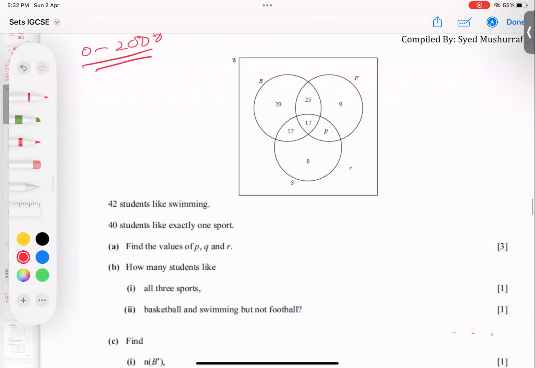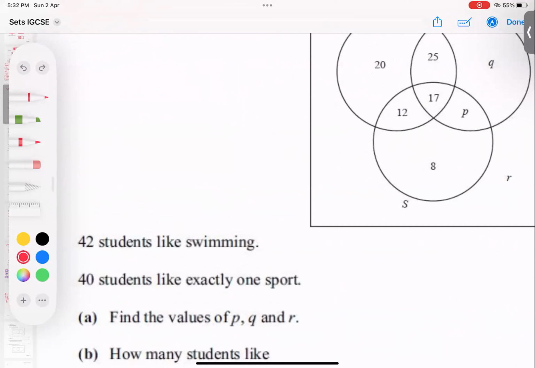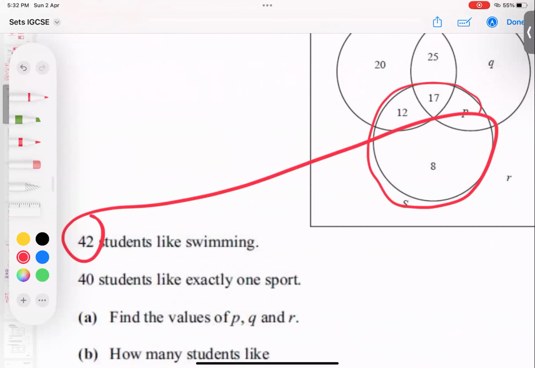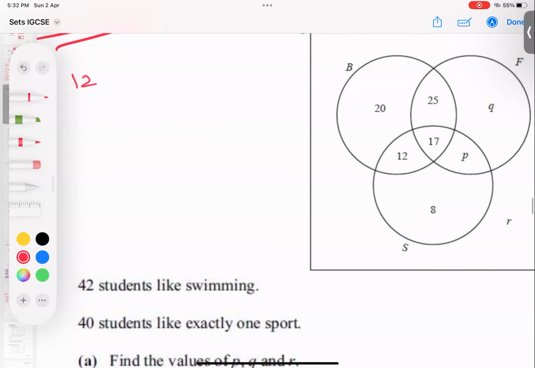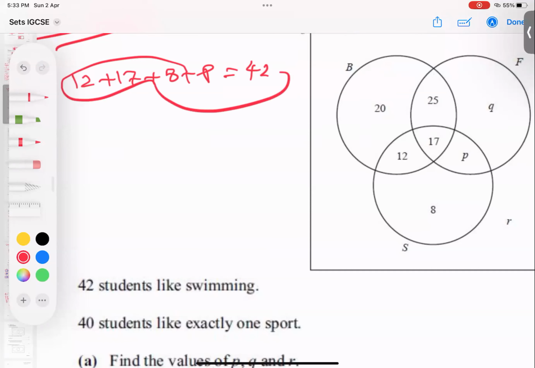This is a very good question. 42 like swimming. Where is swimming? The swimming circle is this S, swimming. Let me tell you, this is the complete circle of swimming. Alhamdulillah Rabbil Alamin. If I say 42 like swimming, then if I add them all it equals 42. I think it is clear. So I'm writing it now: 12 plus 17 plus 8 plus P equals 42. This one I think you can calculate easily. So this will add and subtract from 42.